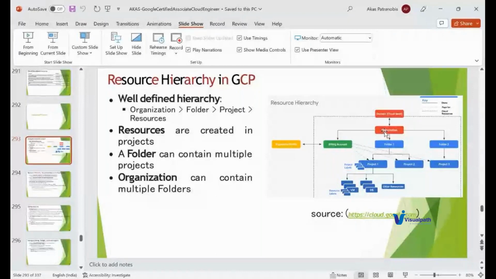Okay. So coming to the definitions: resources are created in projects. A folder can contain multiple projects, as I told you. An organization can contain multiple folders, right?